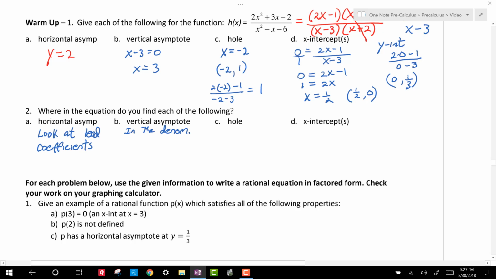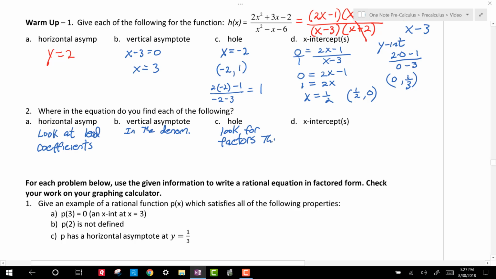and these are always factors. So it might be an x minus 3 like up top. It might be an x plus 2. It could be a 2x minus 7. It could also just be an x. As for the hole, I'm going to look for factors that cancel.